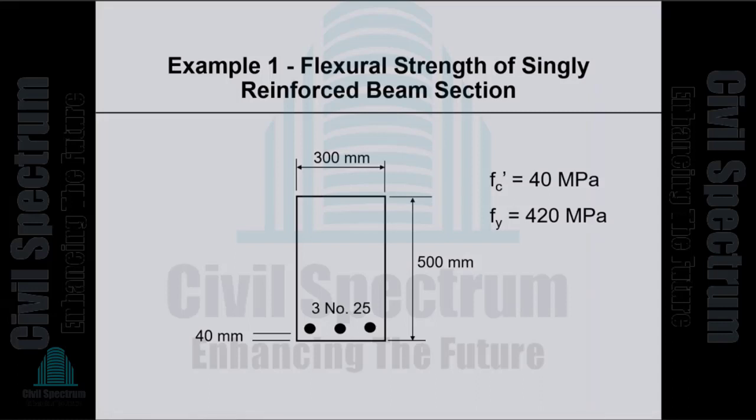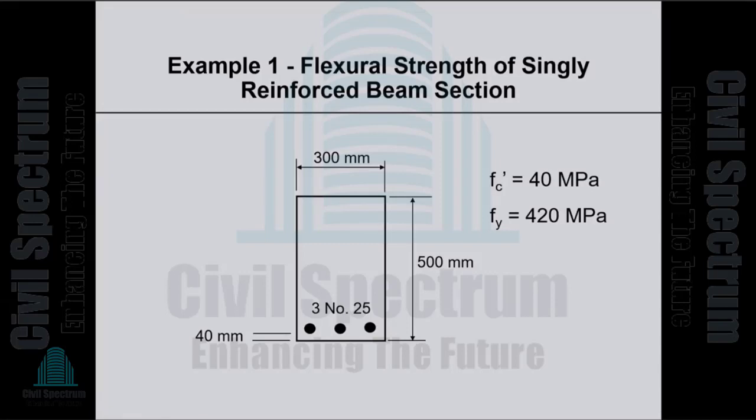So 300 by 500 millimeter section, with 3 25 millimeter bars as tension reinforcement. The clear cover is 40 millimeters. That's an inch and a half. f sub c prime is 40 MPa. That's pretty good strength. 40 is almost 6,000, 5,500, something like that. f sub y is the grade 60, as we call it, 420 MPa.